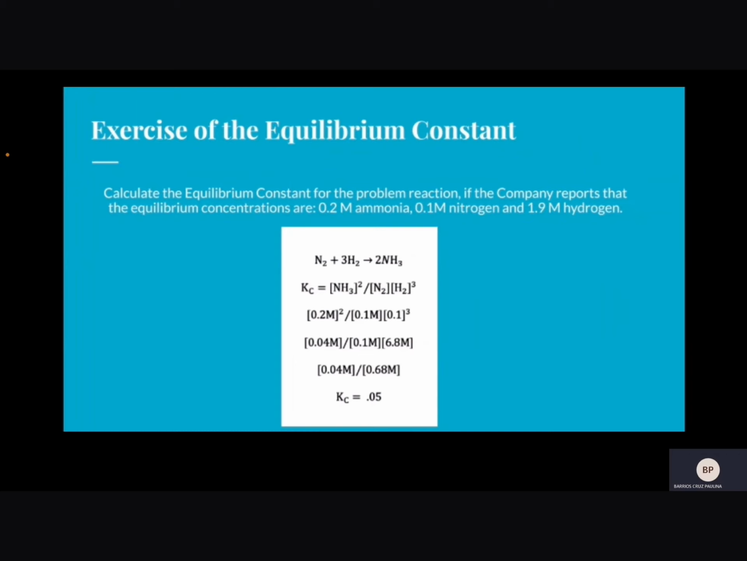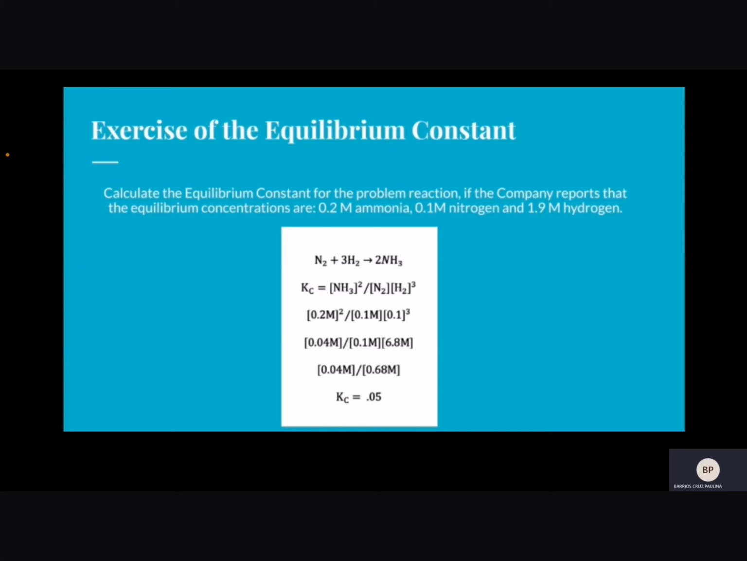Then we have an exercise of the equilibrium constant. Well, here I made an exercise for the equilibrium constant of a company that reports the equilibrium concentrations are 0.2 M ammonia and 0.1 M nitrogen and 1.9 M hydrogen.